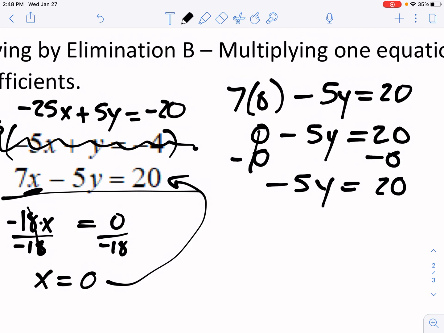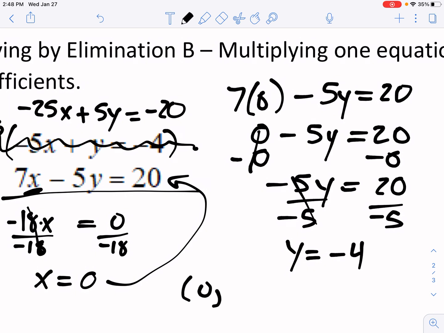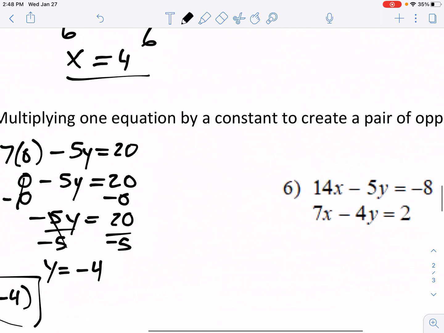Now again, you don't have to put the 0 there, but if it helps, treat it like a two-step, subtract it over, and then we have to divide by our coefficient here, and we get y equals positive and negative, make a negative, 20 divided by 5 is 4. So our solution here would be 0, negative 4. Okay? So that's that guy. Let's try one more. Okay?